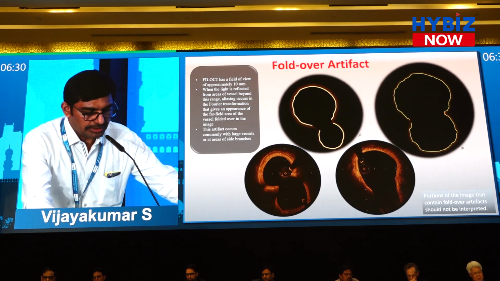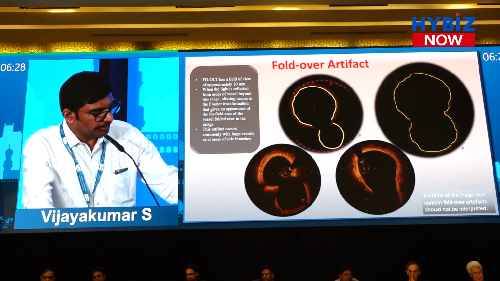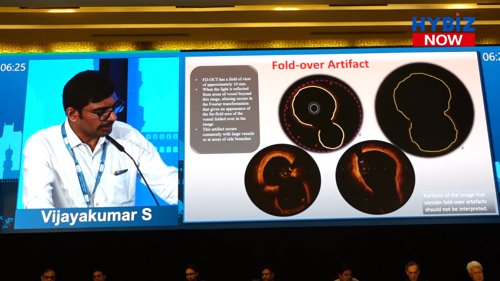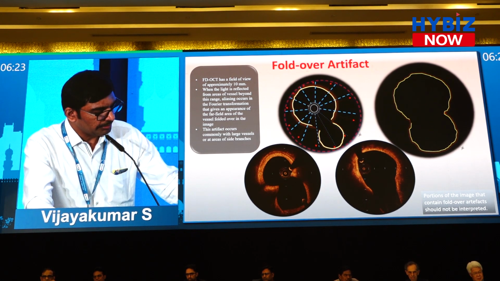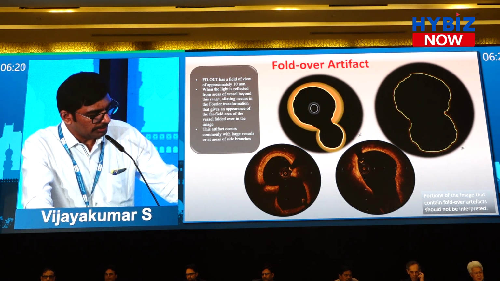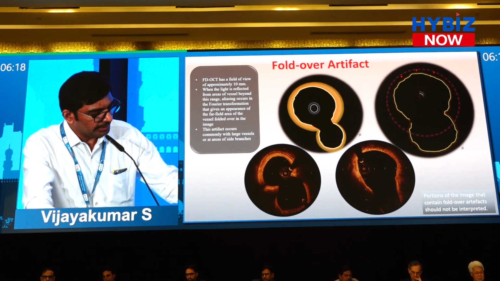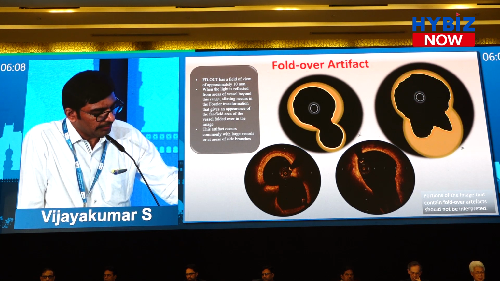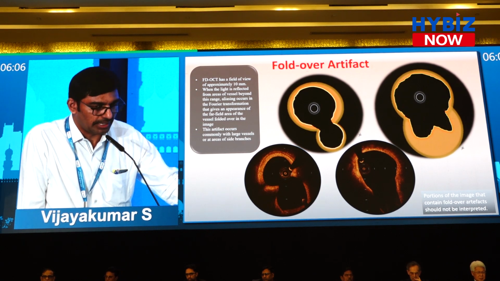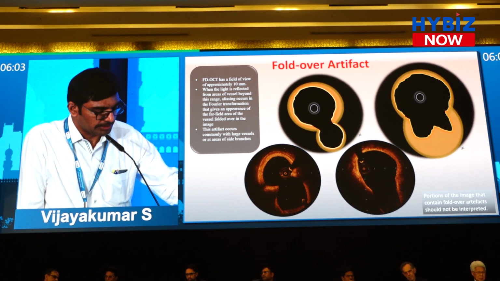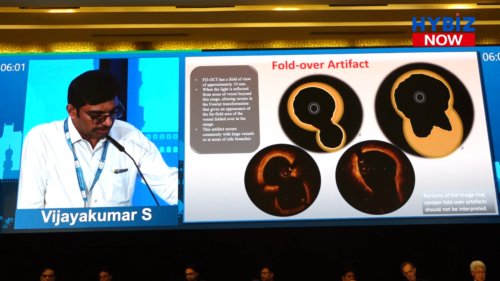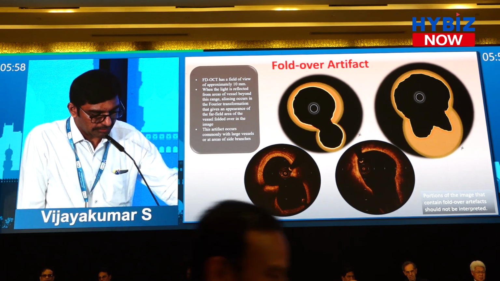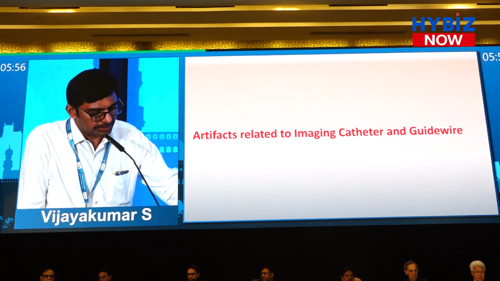The next artifact is fold-over artifact. FD-OCT has a field of view of approximately 10 millimeters. When light is reflected from areas of the vessel beyond this field of view, aliasing occurs in Fourier transformation that gives the appearance of the far field area of the vessel folded over in the image. These artifacts occur commonly in large vessels at the sites of bifurcations, particularly the left main bifurcation. Clinical implication: portions of the image that contain the folded artifact should not be interpreted.